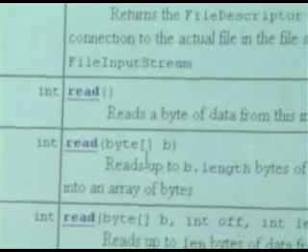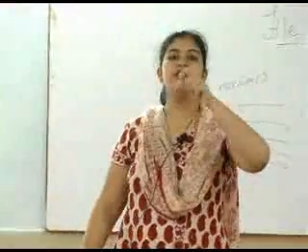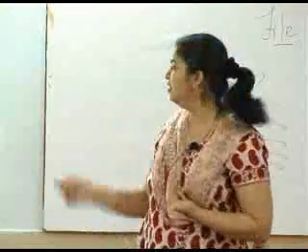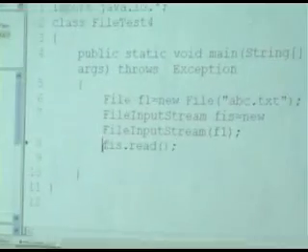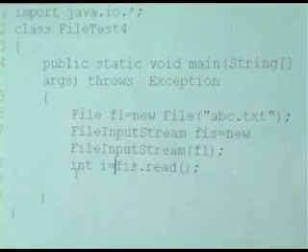Read. Read is going to give you what? It is going to give you an integer. What is this integer? It is nothing but the ASCII value. Read is going to give you the ASCII value of the particular byte which it is going to read. So now what I am going to do is go back and take it in your int i. int i equal to read.